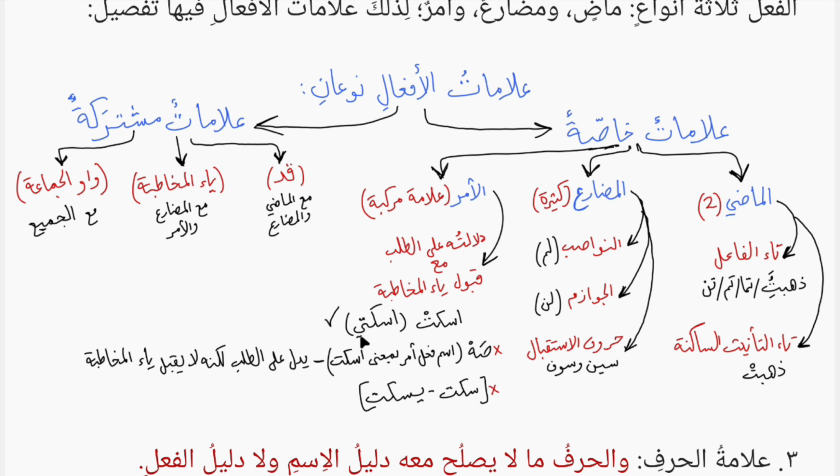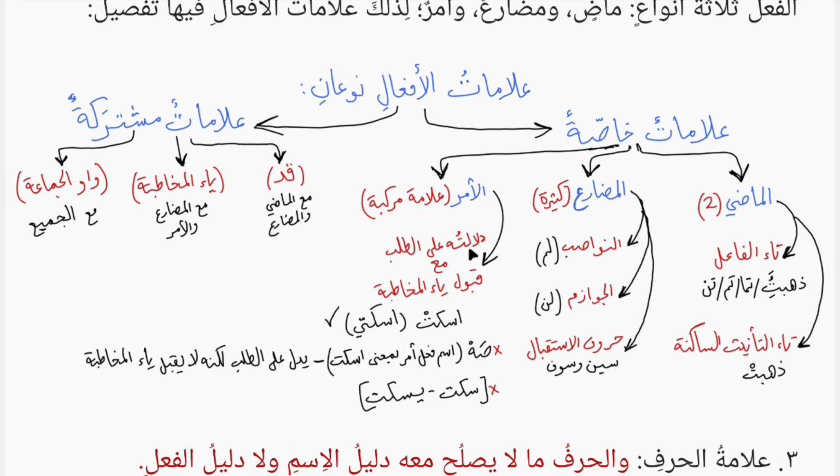ياء المخاطبة is this ya that comes in some of the af'al when you're addressing a female. In the mudari specifically and the amr, you find the ya مخاطبة. Okay, so it's a compound sign. دلالته على الطلب, it has to indicate a request plus accepting ya المخاطبة. So an example is uskut. Uskut is a fi'l amr. Why is uskut a fi'l amr? Yani keep quiet, be quiet.